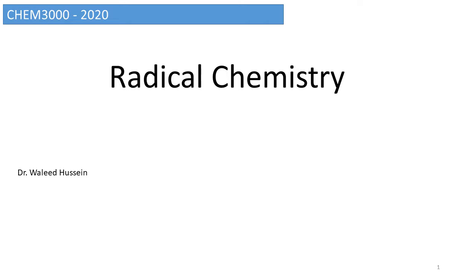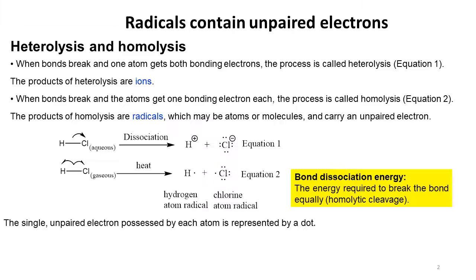Today I'm going to talk about radical chemistry. Radicals are any atoms or molecules carrying at least one unpaired electron. Here there are two types of cleavage of bonds. First is called heterolytic cleavage, as you can see here.